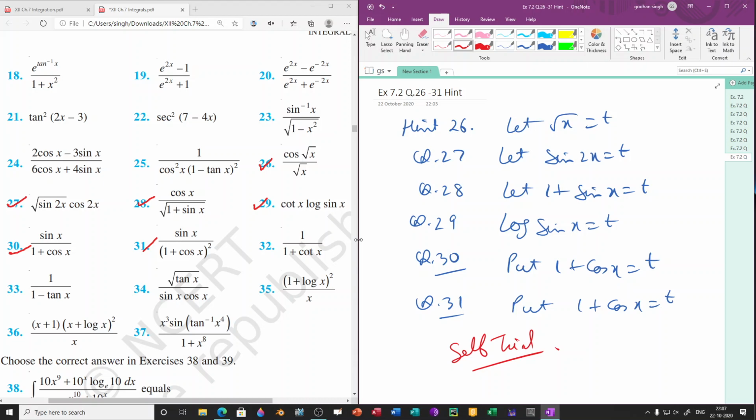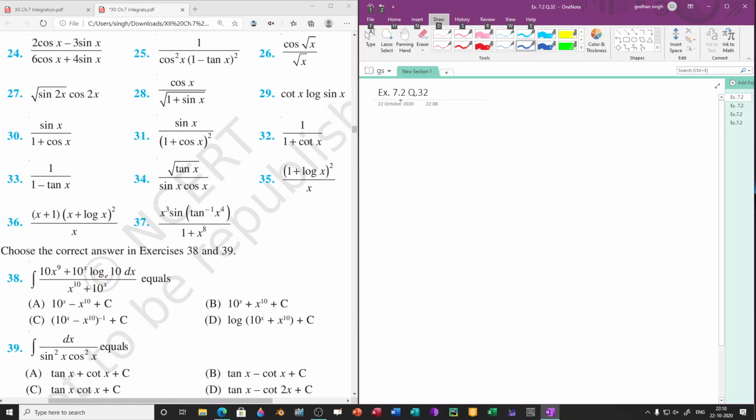So next we'll be doing question number 32. Exercise 7.2, question number 32. This is a very important question. It is also asked in the board exam many times, and you must all go through the steps very carefully. So let us do this question number 32. So solving question number 32.